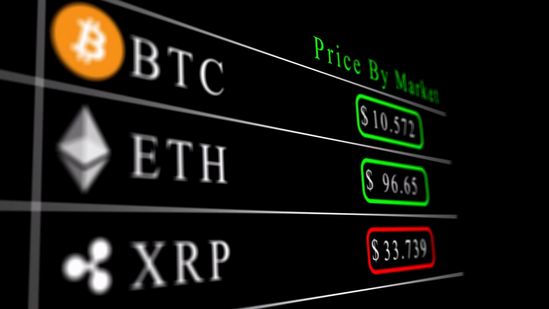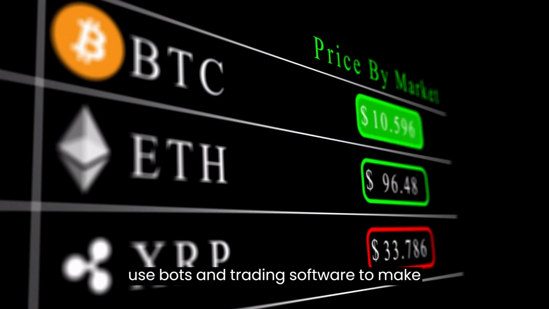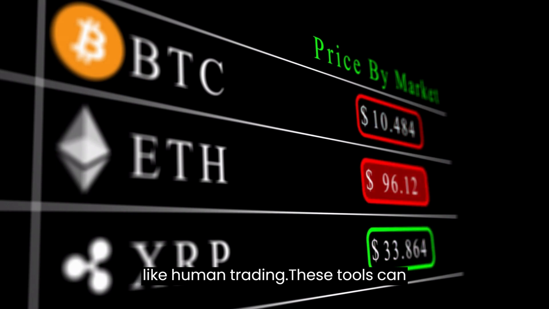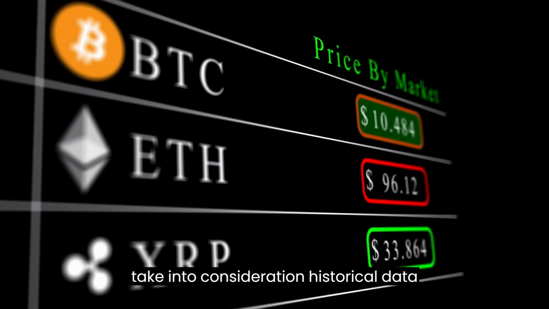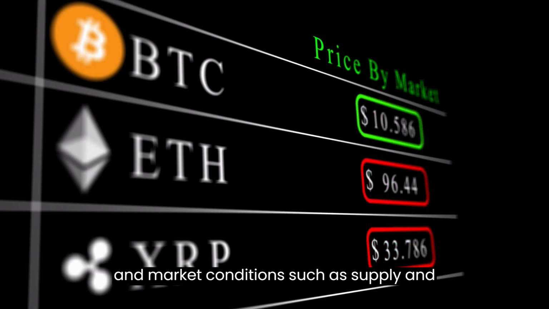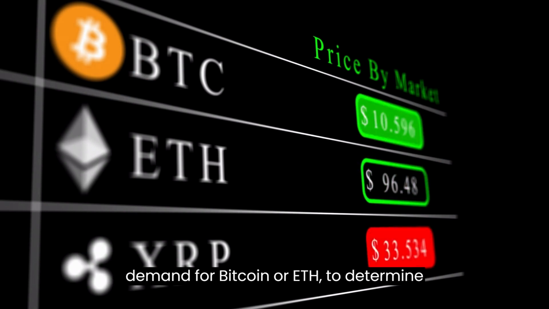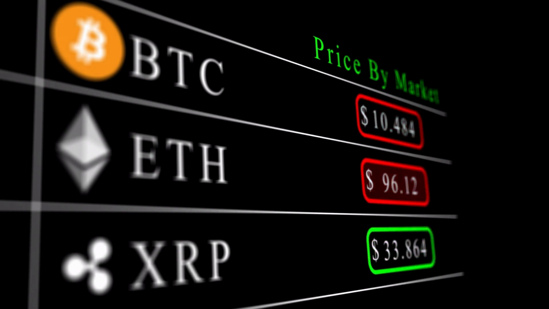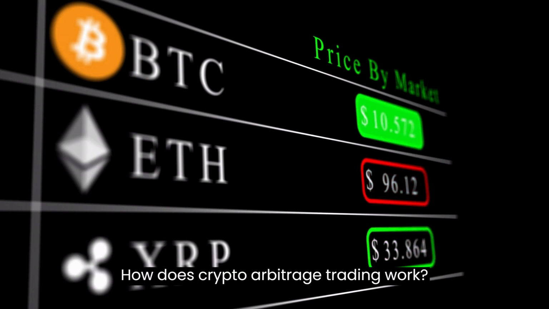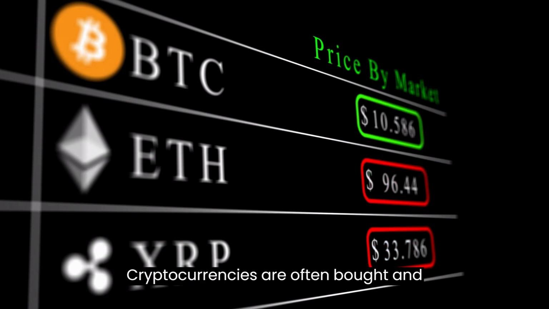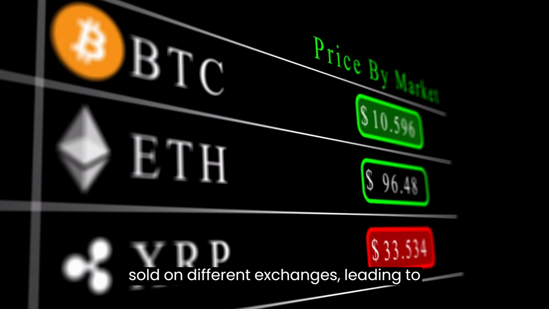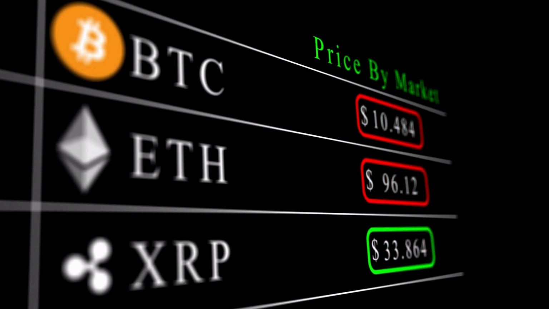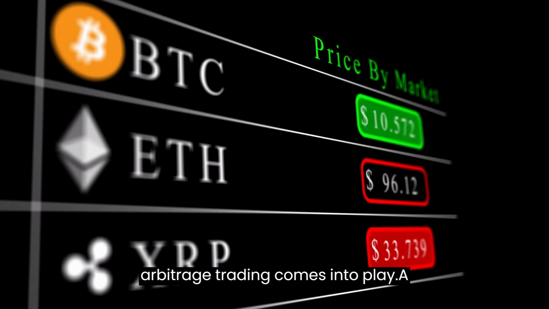Another strategy is to use bots and trading software to make the automation of trades appear more like human trading. These tools can take into consideration historical data and market conditions such as supply and demand for Bitcoin or ETH to determine when arbitrage opportunities will emerge. How does crypto arbitrage trading work? Cryptocurrencies are often bought and sold on different exchanges, leading to price discrepancies. This is where crypto arbitrage trading comes into play.